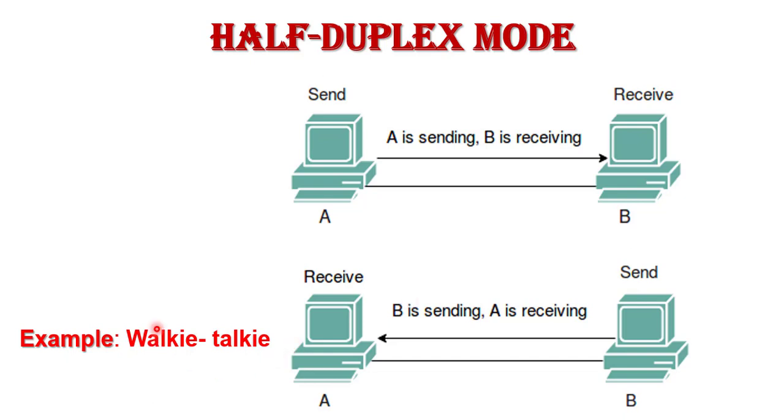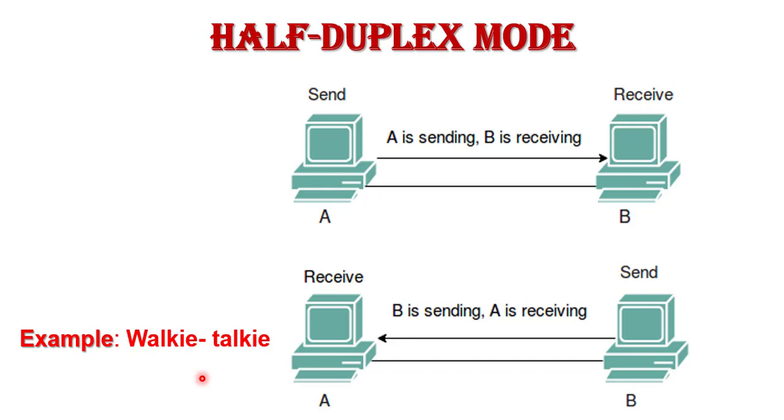The best example of half duplex is the walkie-talkie. In case of a walkie-talkie, one party speaks and the other party listens. After a pause, the other speaks and the first party listens. Both parties cannot speak simultaneously. This would create distortion in the sound, which cannot be understood.